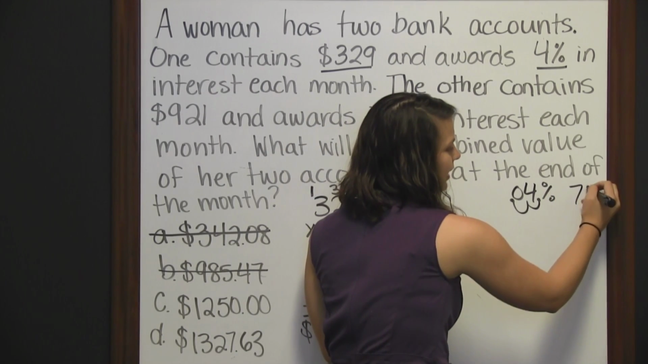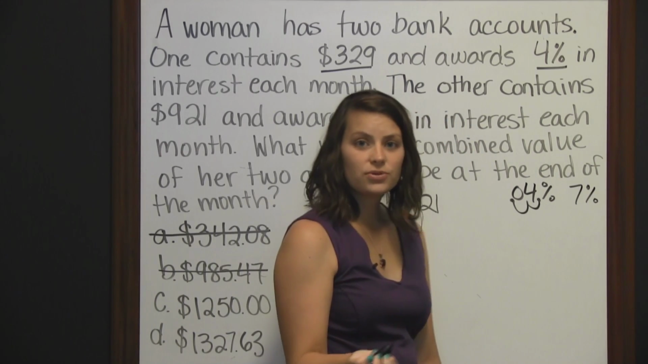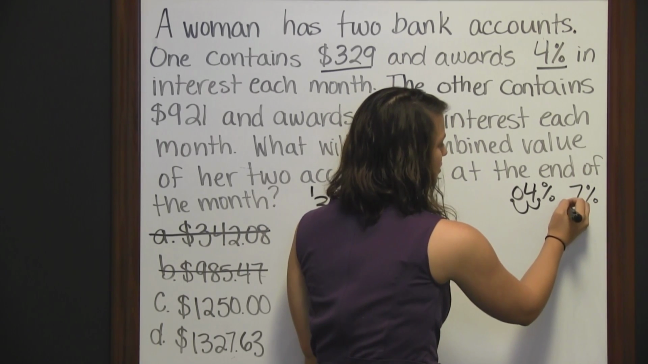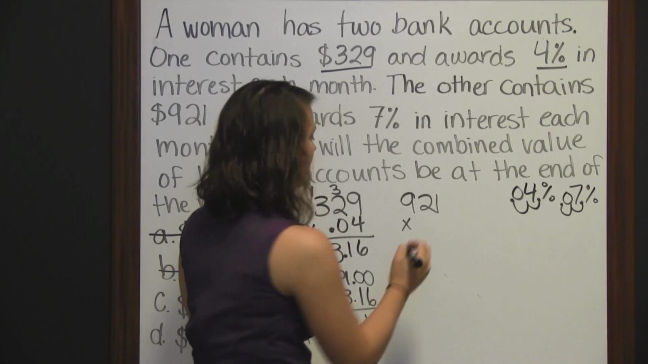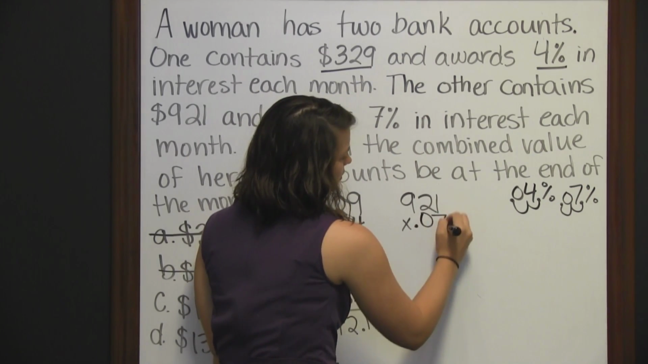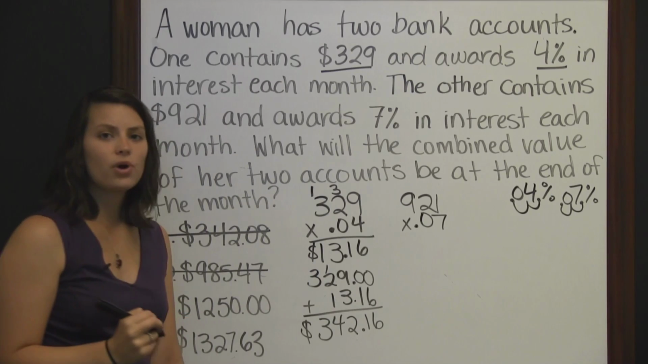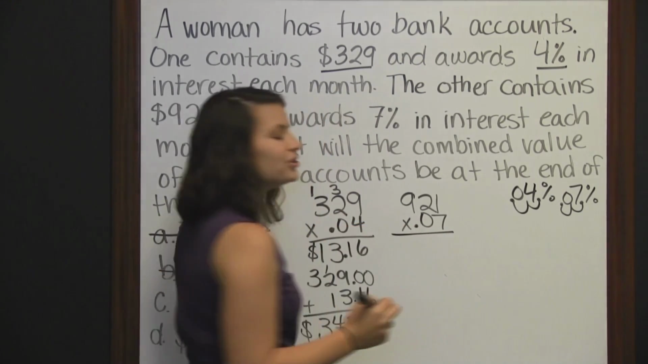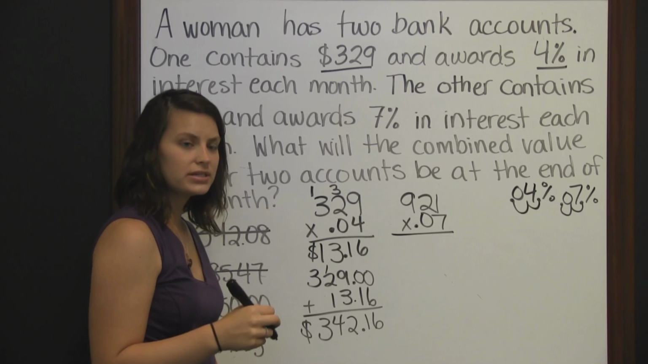So we've got to do the same thing we did with 4%. Take our 7% and change it to a decimal. The decimal's in the back, move it 2 places to the left, and it's 7 hundredths. So we multiply 921 times 7 hundredths so that we can find out how much interest was earned in this account.